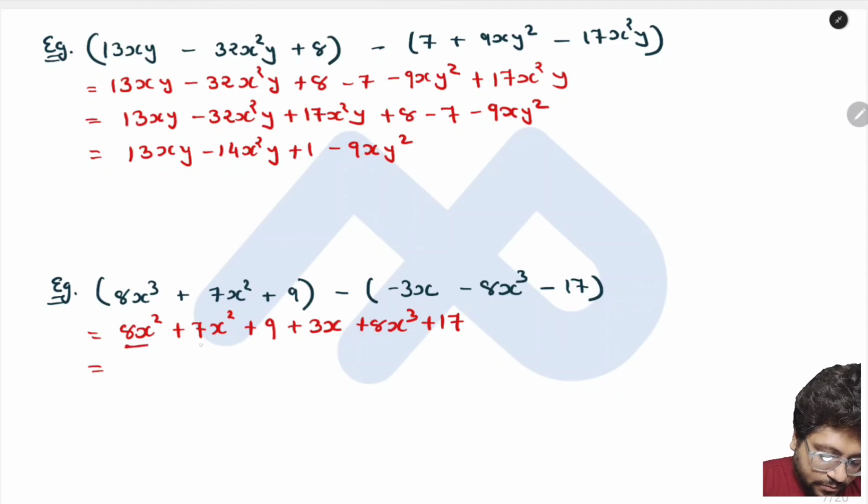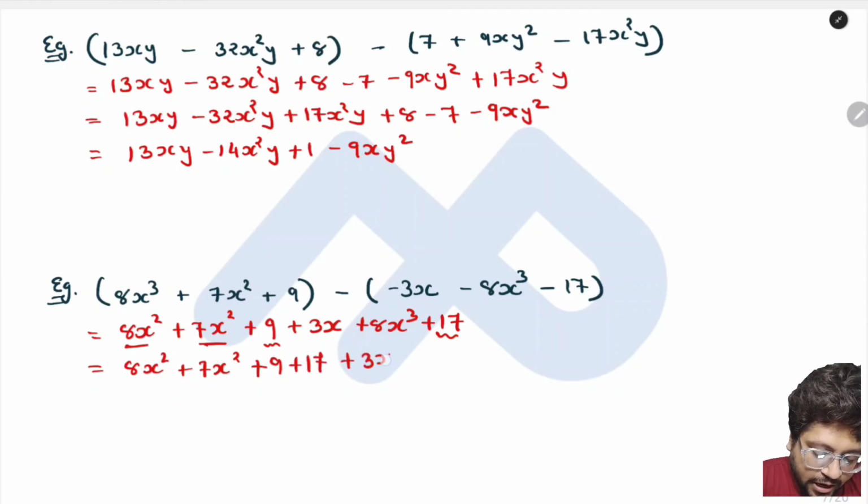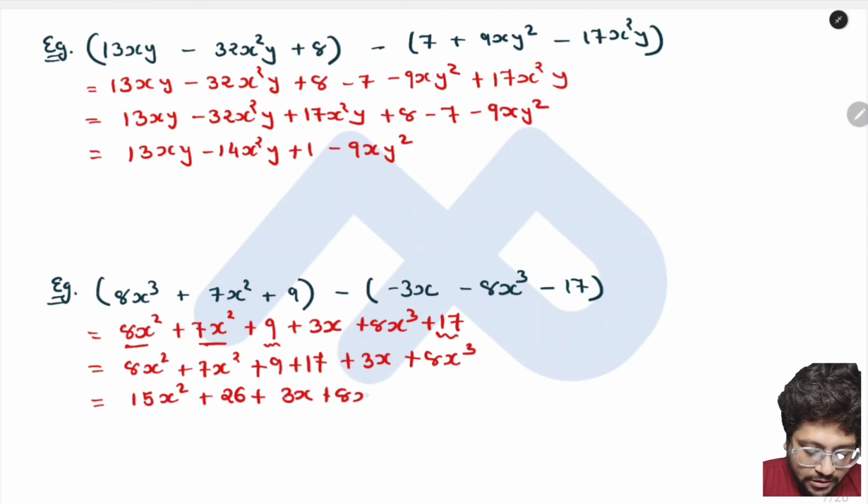Now you see these two like terms are already together, but this 9 and 17 are not together. Let's bring them together. So 8x square plus 7x square plus 9 plus 17, and this 3x and 8x cube, they don't have any like terms, they will remain as it is. So let's resolve all the like terms. 8x square plus 7x square, that is 15x square, 9 plus 17, that is 26, and 3x plus 8x cube as it is. Clear? So that was it for today's session.